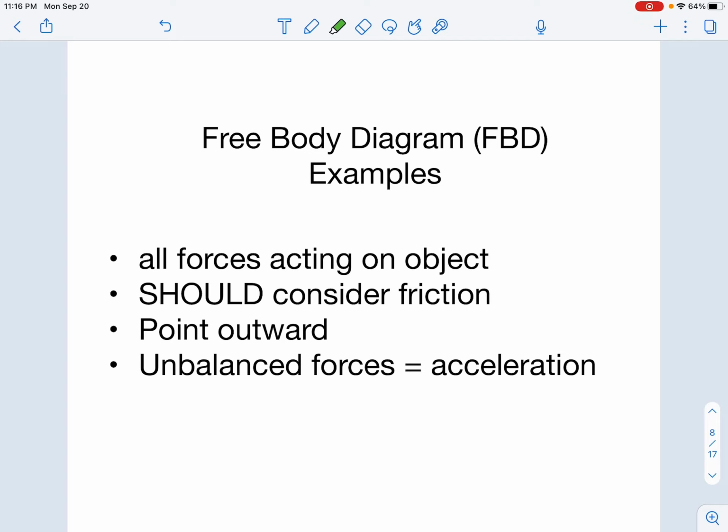As we go through our examples, we're going to see that we are given the phrase, consider friction, consider air resistance. We're just trying to remind you that in this chapter, we do need to always consider our frictional forces or our air resistance unless the problem tells you different. Remember, all of the vectors have to point outward from the box. Anytime we create unbalanced force pairs, that means the object is going to experience an acceleration.